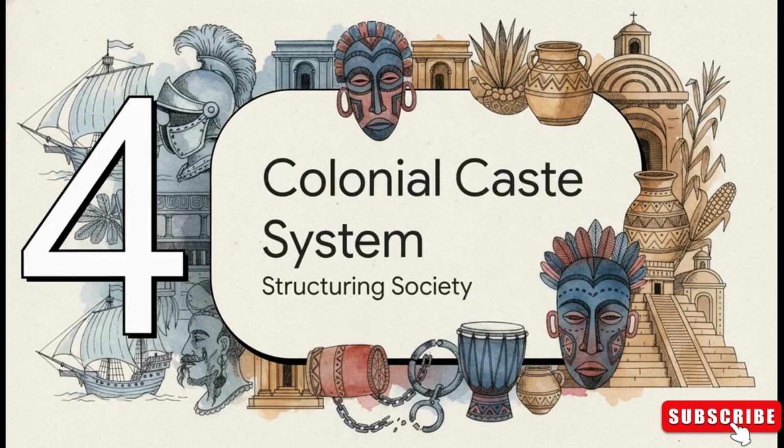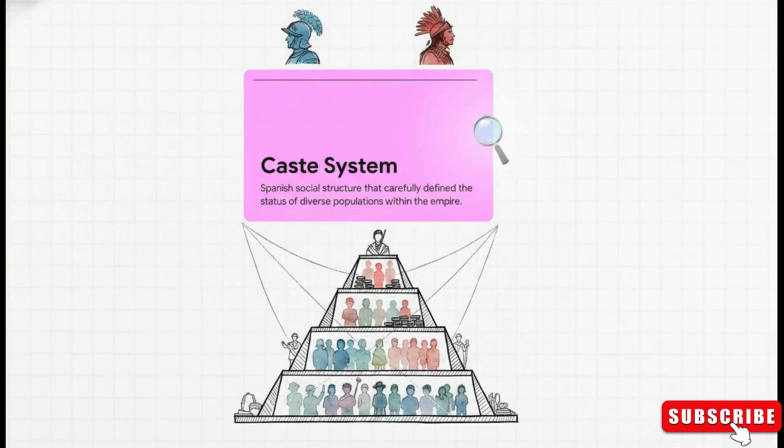Let's shift into part 4, the colonial caste system. Okay, so how do you manage this highly diverse collision of Europeans, Native Americans, and Africans? Well, the Spanish created a carefully defined caste system. They needed a way to organize society to protect their power and maintain supreme economic efficiency. So they entrenched a rigid social structure based on heritage and race that legally dictated a person's rights, the taxes they owed, and the exact labor they were obligated to perform.